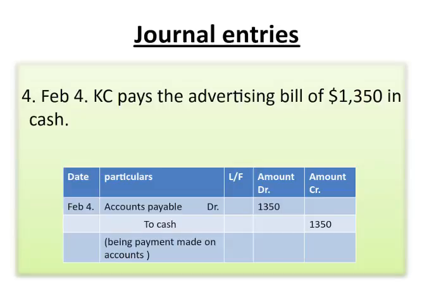Casey pays the advertising bill of 300 in cash. Accounts payable debited to cash. Now he is paying this bill, so accounts payable debited to cash. What rule will we apply here? Debit all expenses and losses, credit all incomes and gains.